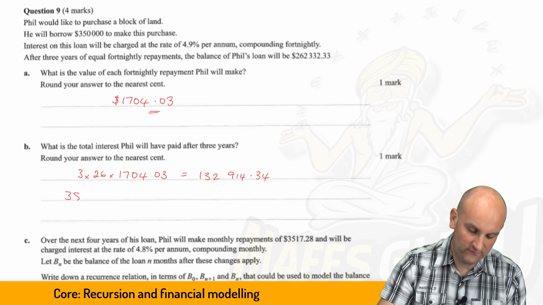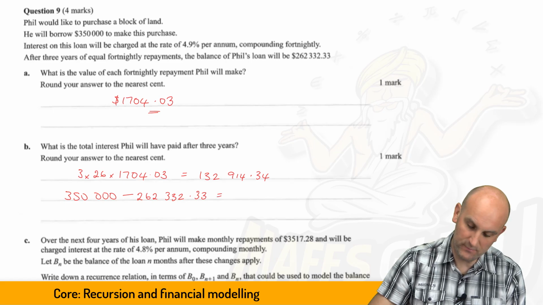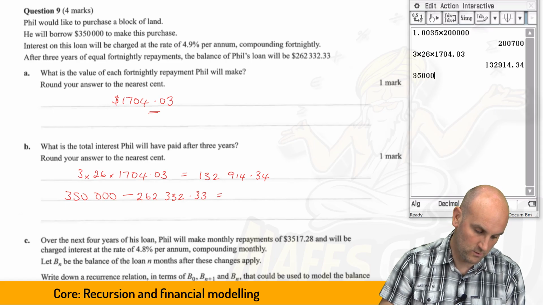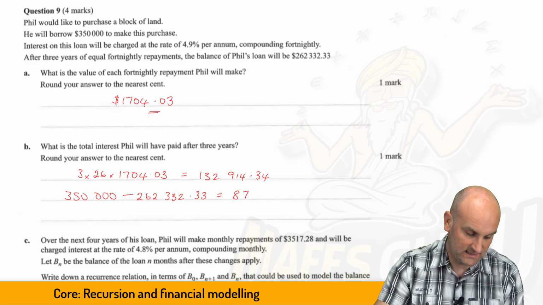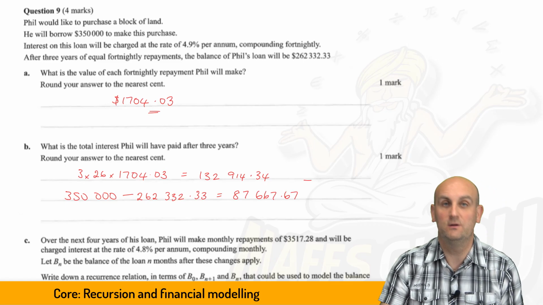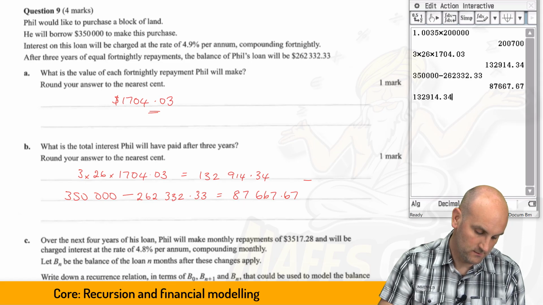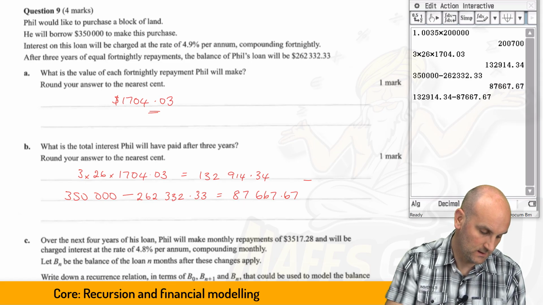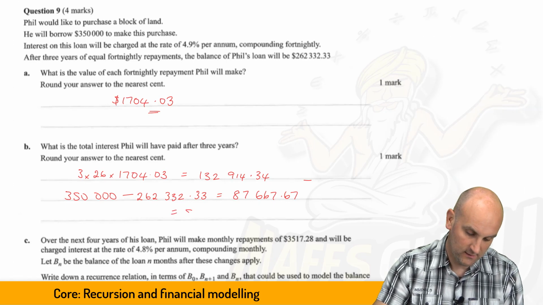But how much has he actually paid off of his loan? Well, he took out $350,000. He still owes $262,332.33. So if we again bring up my calculator, then I can say that 350,000 minus 262,332.33 gives me that he's only paid off $87,667.67. So if I subtract those two, then what I will get is my interest payment. So we do this minus this, and hit enter, and we get $45,200, and that's a lot of money.